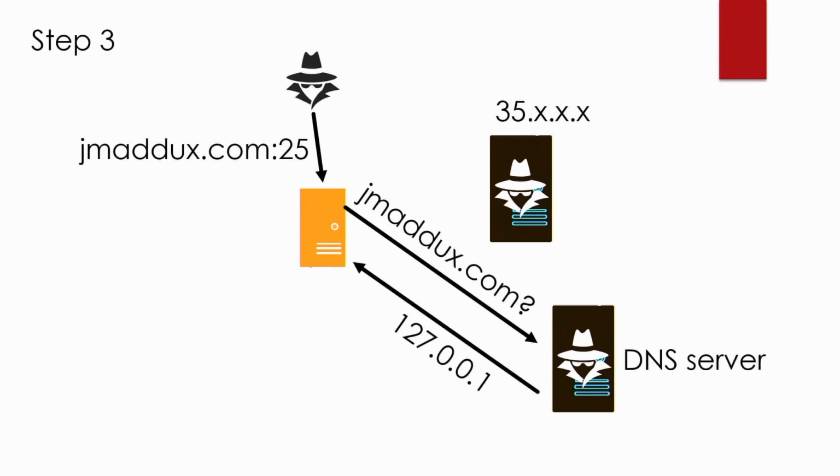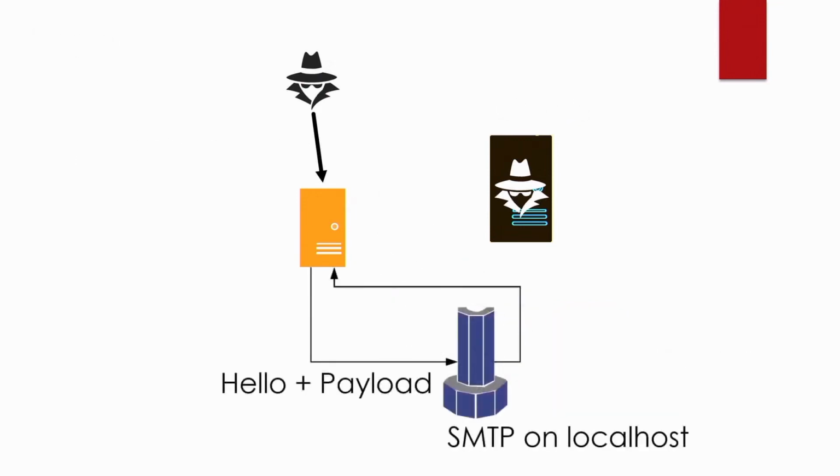After some time, I send the exact same URL, except the DNS entry has expired. Again, since I control the DNS server, this time around I resolve jmadx.com to something internal that I wouldn't normally have access to from the outside. To simplify things, I'll just use localhost. Once the DNS query finishes, the target server then makes an internal request with that payload.